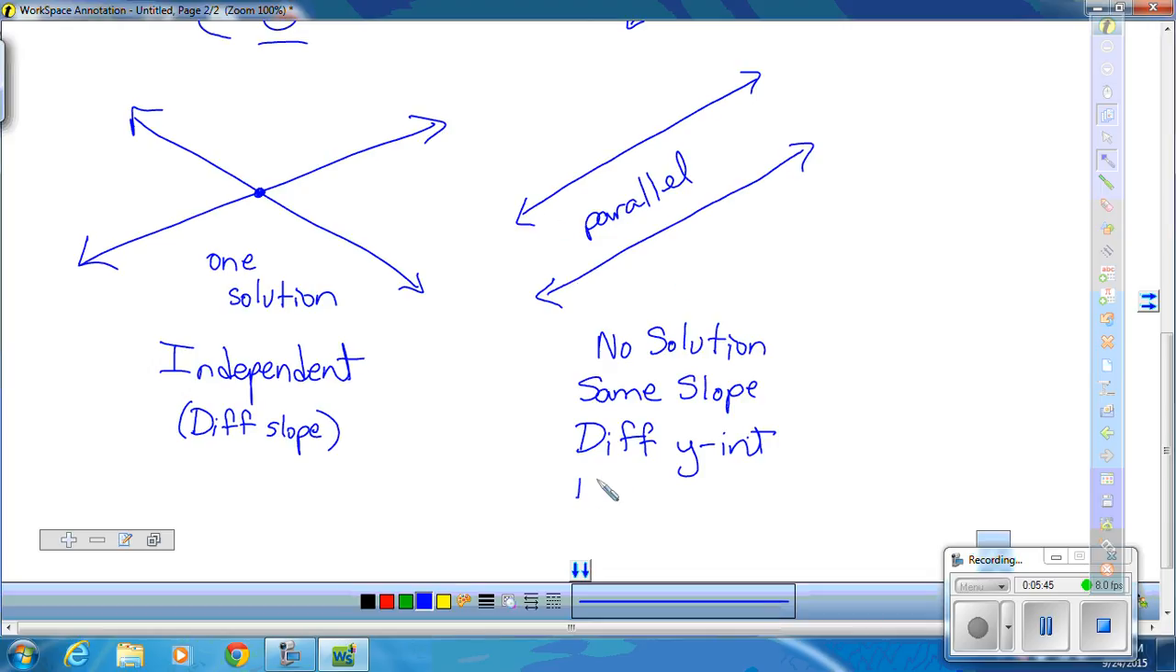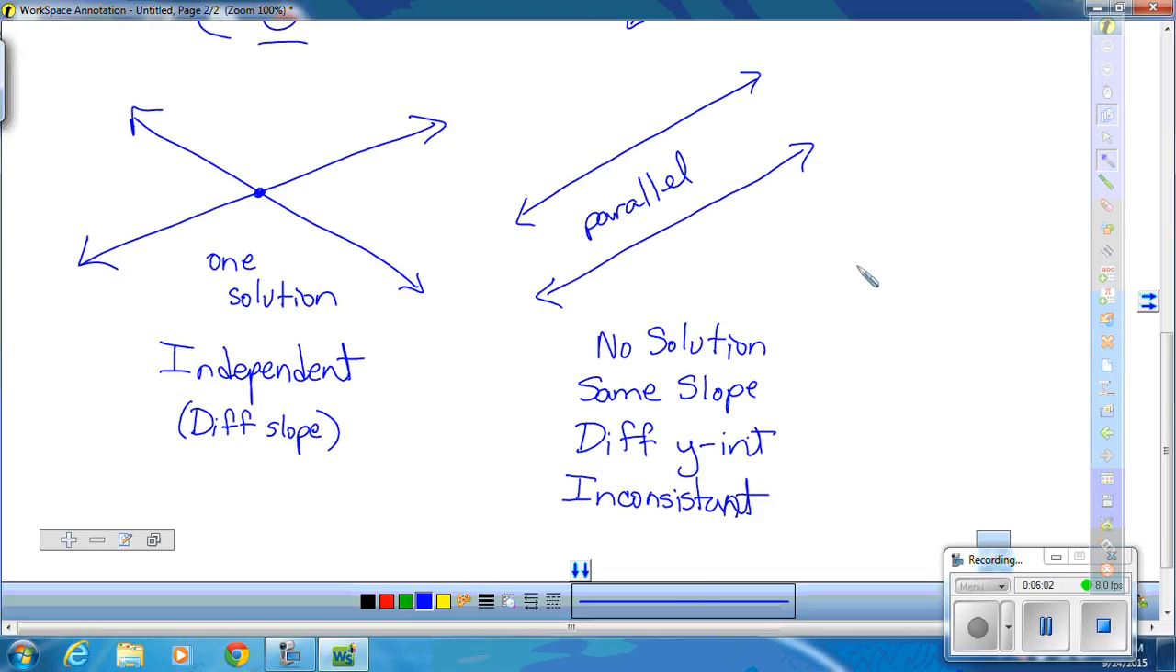We call these inconsistent. So there's a little bit of vocabulary here that you're going to want to keep up with. Inconsistent are the systems that don't have a solution. So you want to watch out for those. They're the little tricky ones.